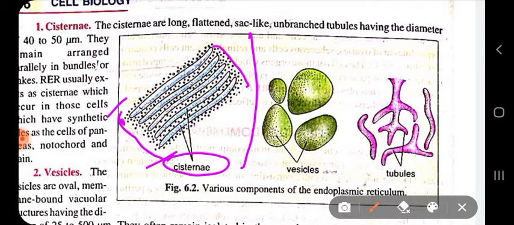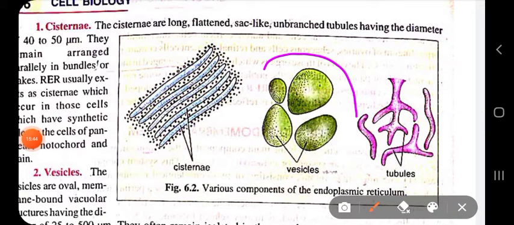This form of endoplasmic reticulum is found in RER, which is your rough endoplasmic reticulum, and it is found in cells which have synthetic roles, like the cells of the pancreas, the notochord, and brain. The second form that we can see is the vesicle form.